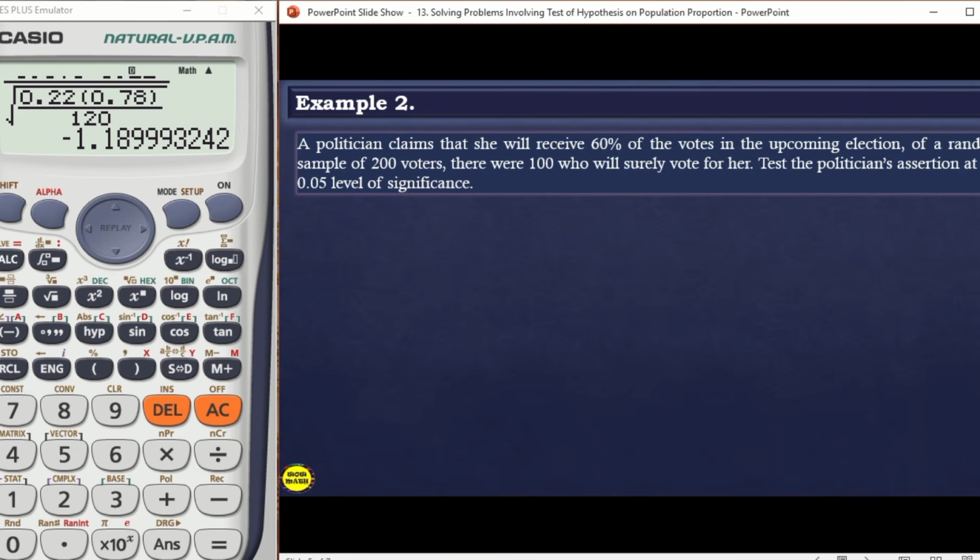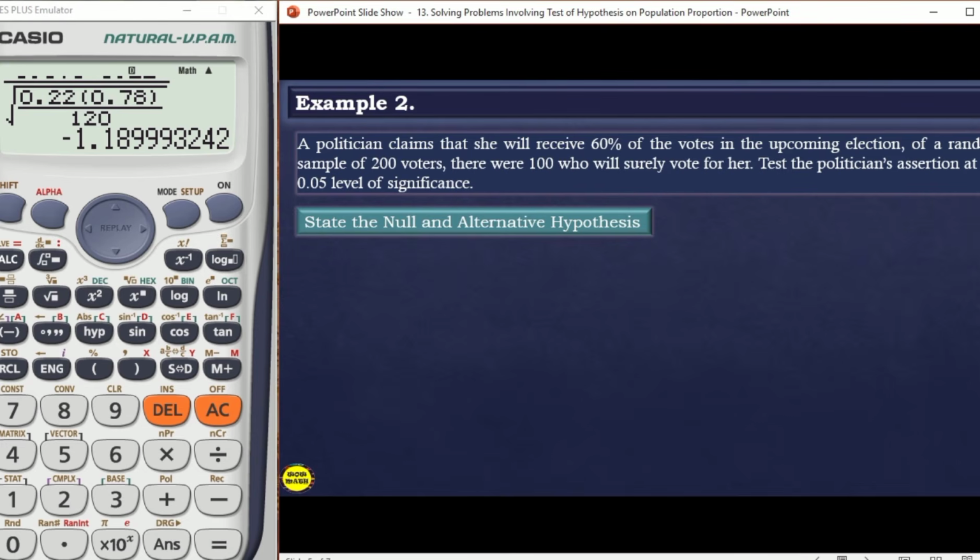Another example, a politician claims that she will receive 60% of the votes in the upcoming election. Of a random sample of 200 voters, there were 100 who will surely vote for her. So test the politician's assertion at the 0.05 level of significance. So ano ulit yung step number 1 natin? Step number 1, state the null and alternative hypothesis.